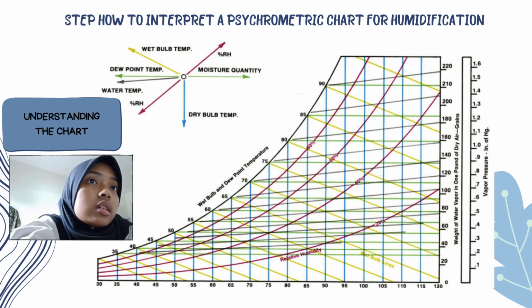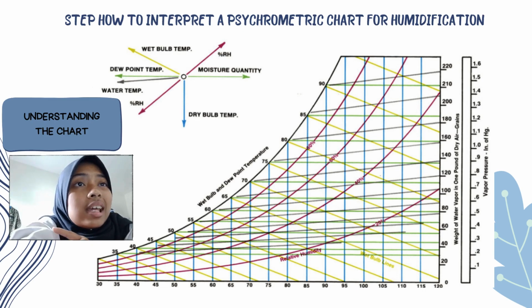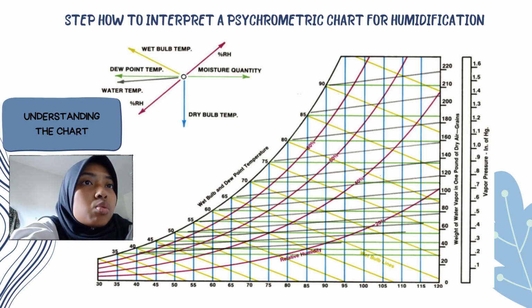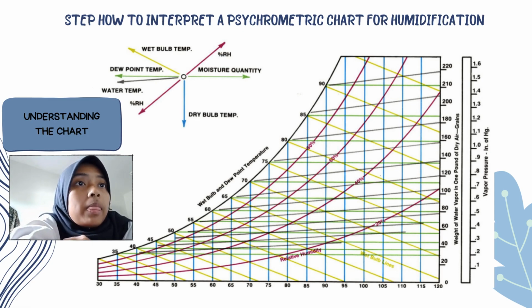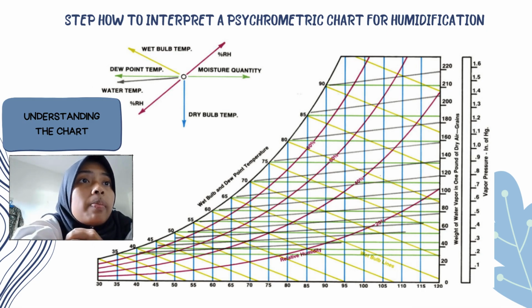As you can see here, the yellow line stands for wet bulb temperature, and the green lines stand for dew point temperature, and the other green line stands for moisture quantity. I think the gray lines stand for water temperature, the pink lines stand for percent RH, and lastly the blue line stands for dry bulb temperature.